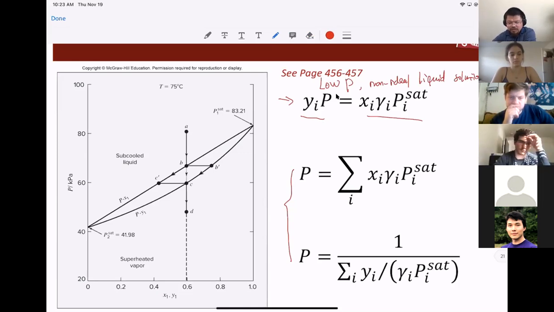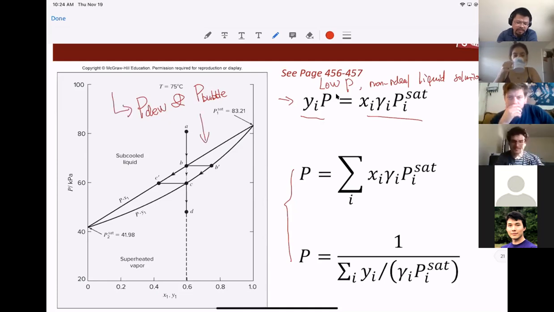So the use of this equation is I want to quickly show you how we are going to calculate the total pressure from the liquid phase or vapor phase. That is because we need to figure out the dew pressure and the bubble pressure. The reason is we need to figure it out to tell whether the flash calculation is available.